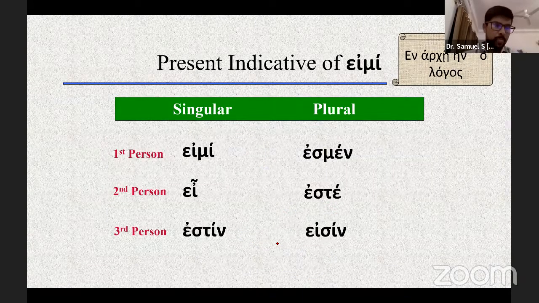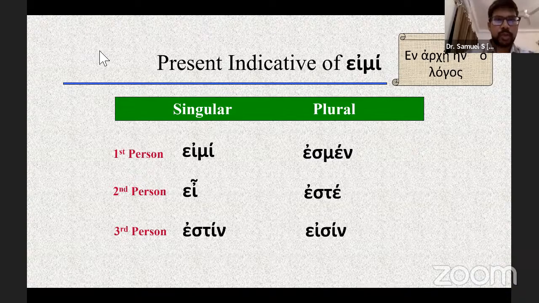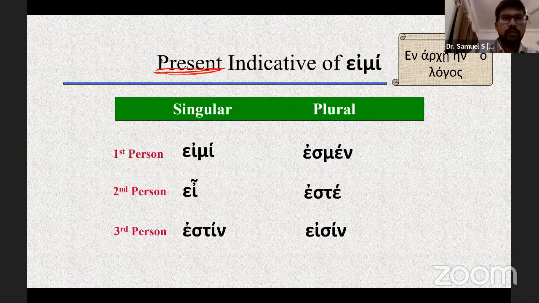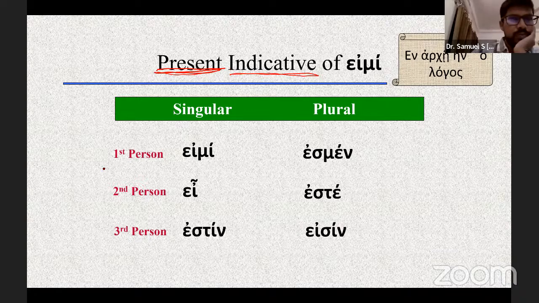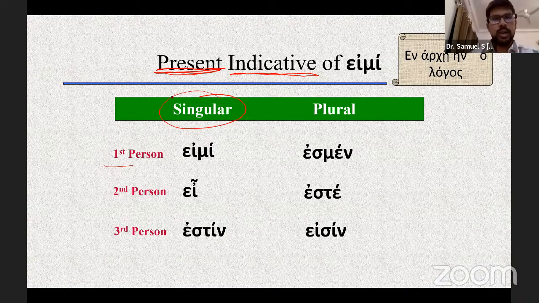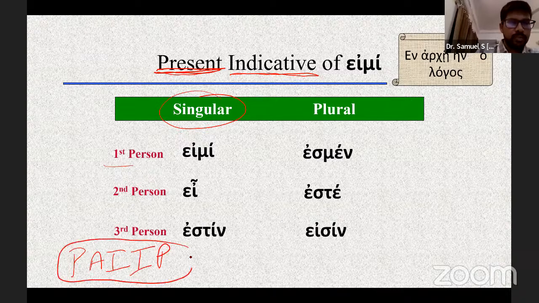Now finally, here is our paradigm for eimi. Present indicative, present tense form, which means imperfective aspect. Action is ongoing, unfolding, in progress. Indicative mood, the action is being asserted. It's really happening from the viewpoint of the author. So the way we parse verbs will be, we would say present, active, indicative, first person, plural. This will be our pattern.